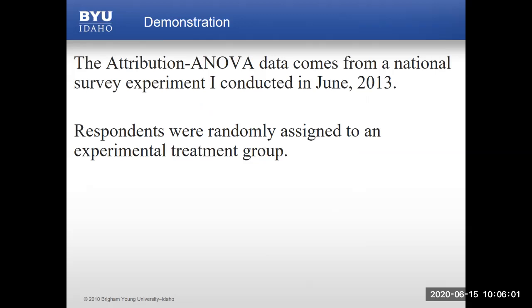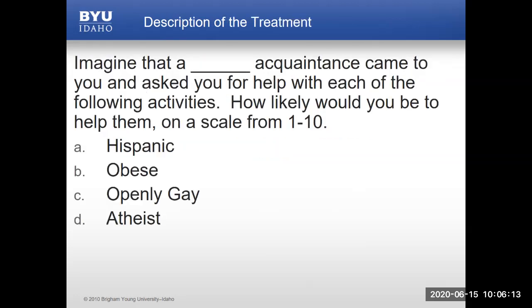So in 2013, I did a national survey, and people were randomly assigned to an experimental treatment group. They were taking the survey, and they were randomly assigned to see one question instead of another question. So here's how the experiment worked. I said, imagine that A, and then I filled in the blank. So they were either assigned to see a Hispanic acquaintance, or an obese acquaintance, or an openly gay acquaintance.